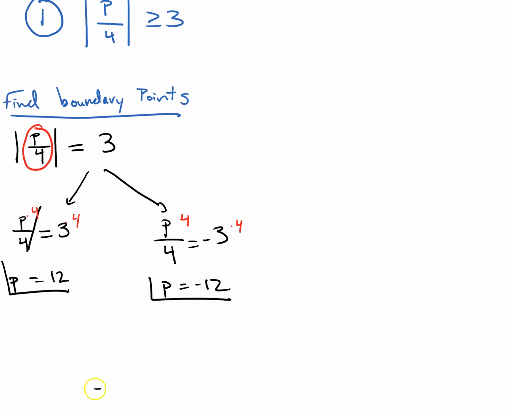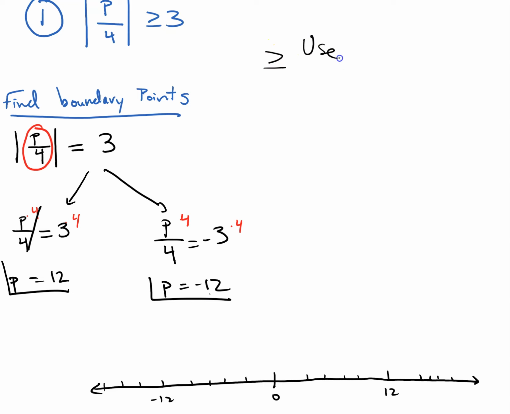Alright, so let's think ahead to our number line. Alright, we have 0, and then some numbers, and then 12. And if we go to the negatives, we'll get to negative 12. So since we have a greater than or equal to, we need to use a closed dot, meaning 12 is a solution, and so is negative 12. All right, so now what we need to do is, if you notice, there's actually 3 regions. We have region number 1, region number 2, and region number 3.